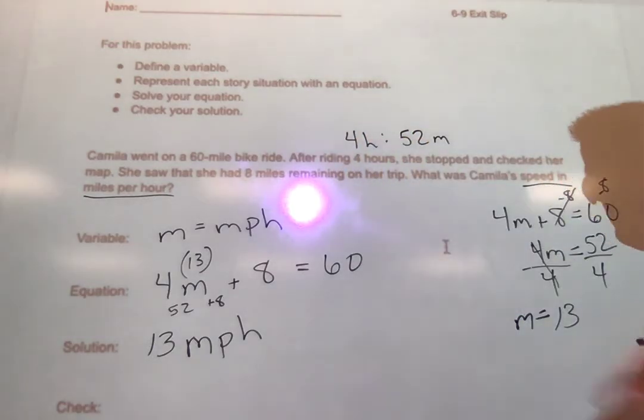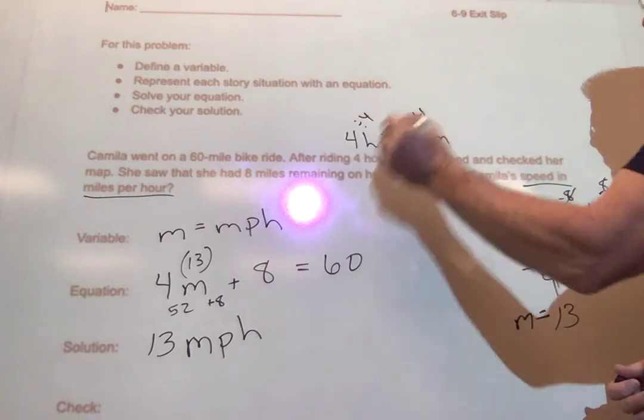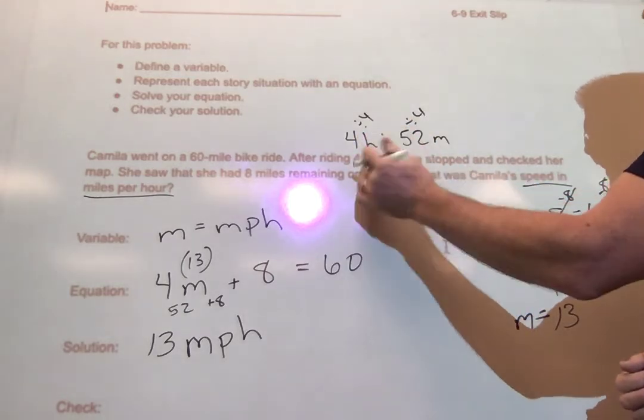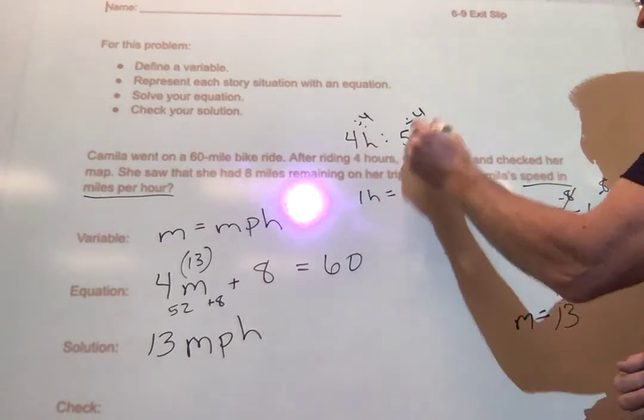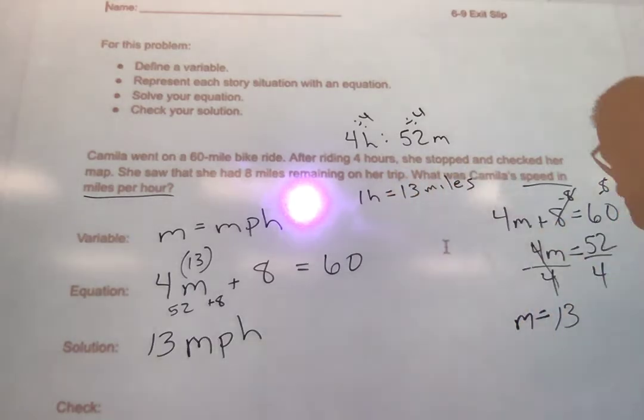Again, you could almost just solve this with a ratio too, and you need to get it down to miles per 1 hour. So I could just divide by 4 here and divide by 4, and that gets me the miles for 1 hour. 52 divided by 4 is 13 miles. So again, that's that ratio thinking. Algebra is a lot of that ratio thinking.